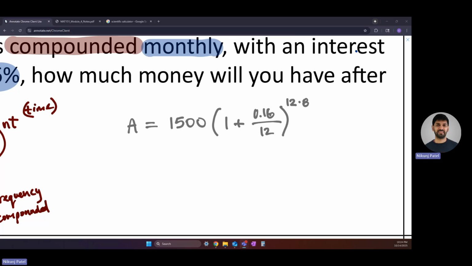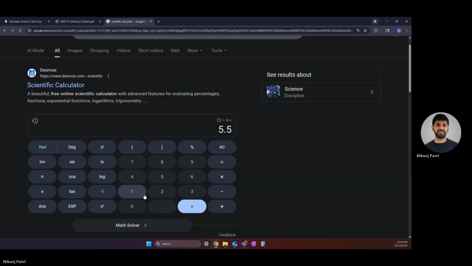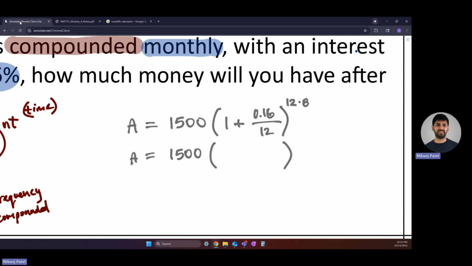So now we need to go one step at a time to simplify and solve this formula. I'm going to start with this exponent, and I'm also going to simplify this fraction and what's inside. We're going to leave the 1500 the way that it is. And let's figure out, first off, what this exponent should turn into. 12 times 8, which is 96.